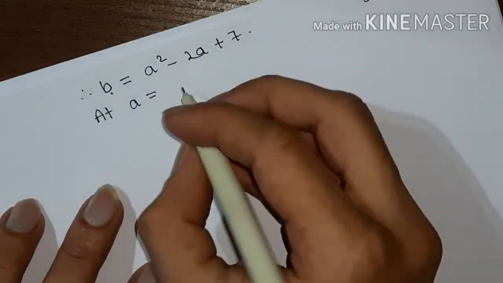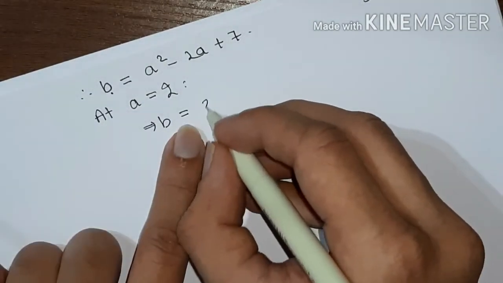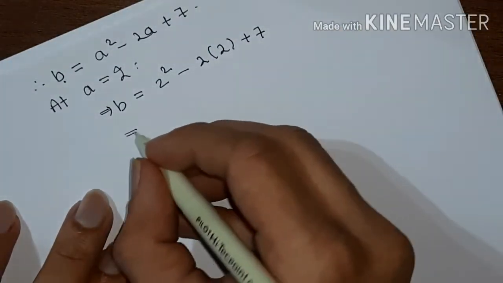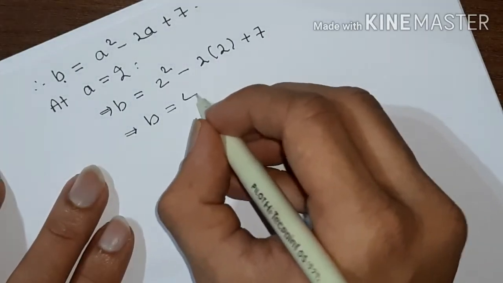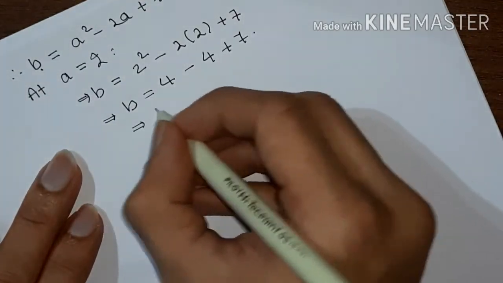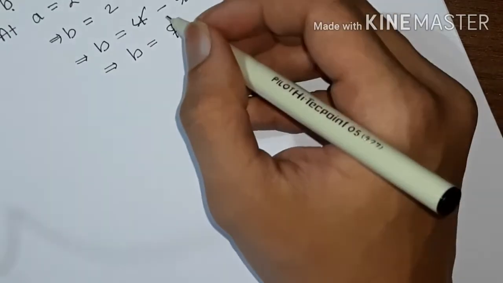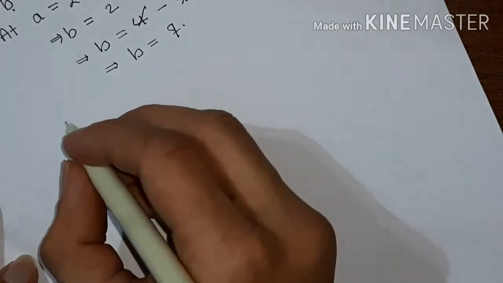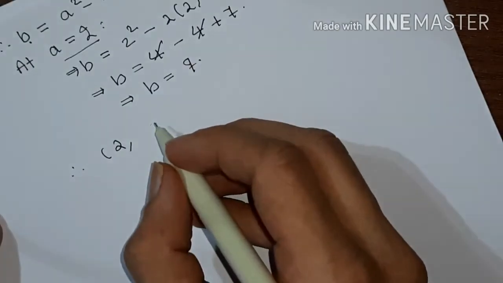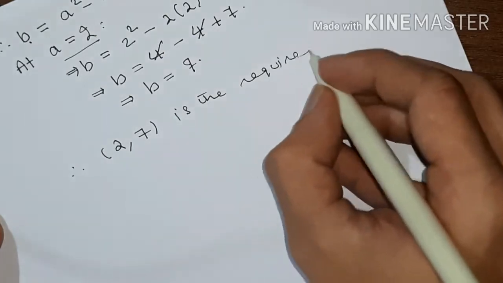So at a equal to 2, we have to find b. So b is equal to 2 square minus 2 times 2 plus 7. That is b equal to 4 minus 4 plus 7. The 4 will get cancelled and you get 7. So b is equal to 7. Therefore a comma b, that is 2 comma 7, is the required point.